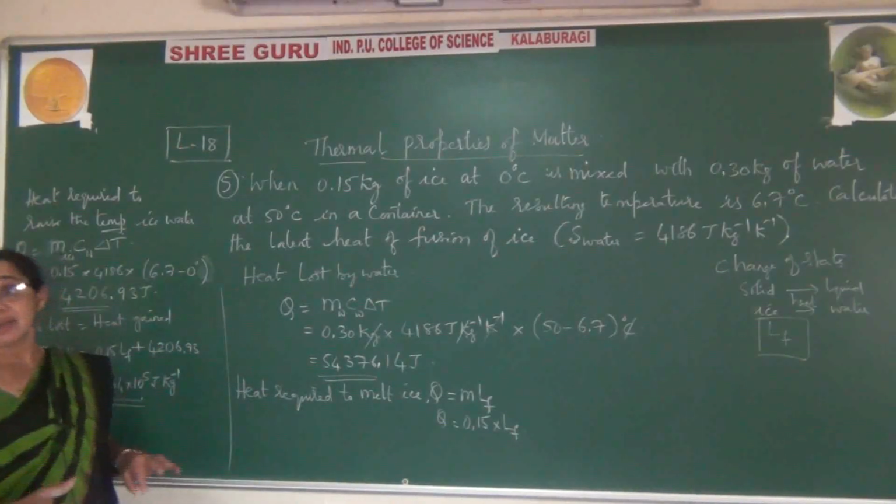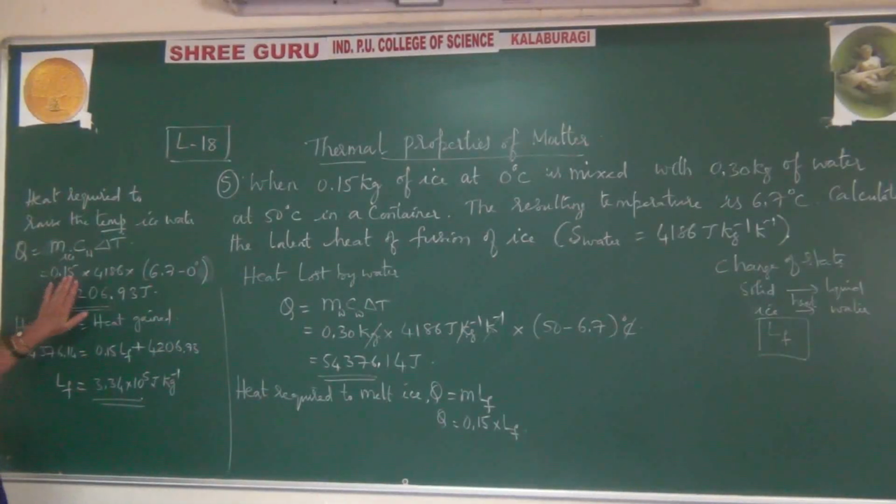Next, in the calorimetry we have a mixture of ice and water. You calculate the heat required to raise the temperature of the ice water, whatever temperature you are raising. Then the third step: heat loss is equal to heat gain. Substitute this, and finally you get the answer.